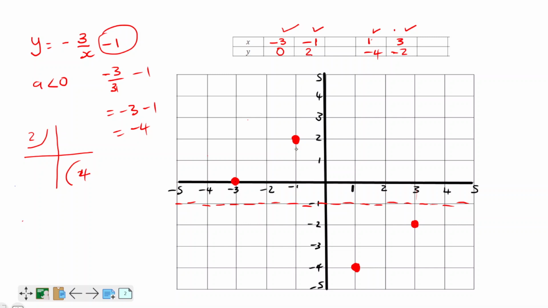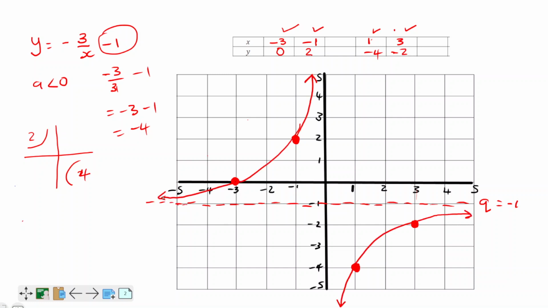So we have to now join these 2 points and make sure we must not cut or touch the y-axis. We must not cut or touch the asymptote. This is our asymptote, y is negative 1. So we have to join now the points. So let me join now these 2 points.